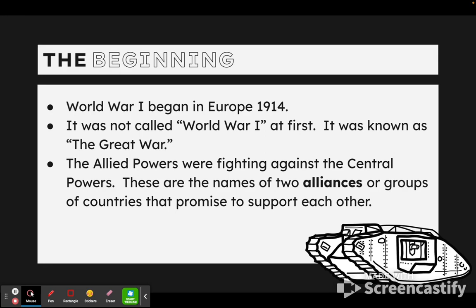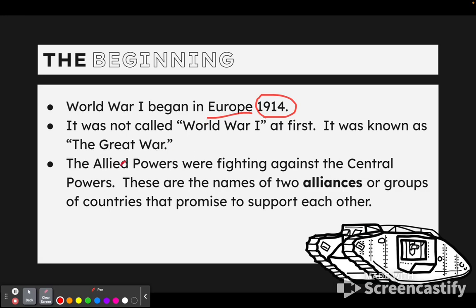On the next slide, it talks about the beginning. So World War One actually did not start in the United States. World War One began in Europe, and it began in the year 1914. World War One was known as the Great War because it affected so many places. It began in 1914 because during this time, many countries were focused on imperialism. Imperialism is the idea that you want to control more land, that you want to control more people.